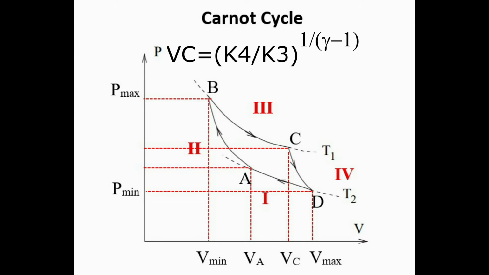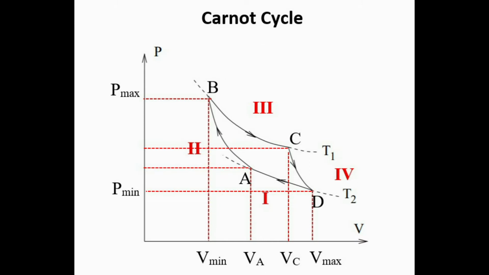Vc equal K4 divided by K3 to the power 1 divided by gamma minus 1. And how to determine K4? Make the selection of point D, that is K4 equal Pmin times Vmax to the power gamma. The volume varies from Vc to Vmax and the pressure is calculated by the equation P equal K4 divided by V to the power gamma.